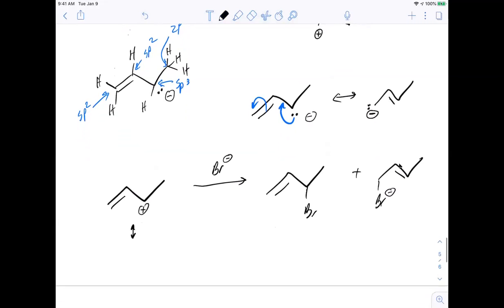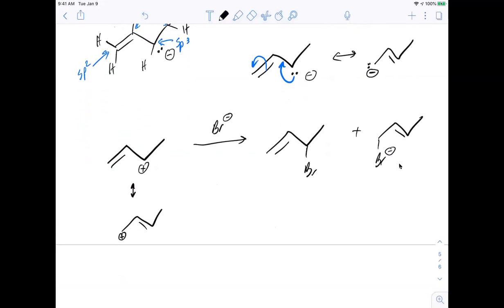Because that's in resonance with this. So therefore, if the negative bromine reacts with the first one, I get the first product, right? So if that reacts with that positive, I get this. But if this reacts with the resonance structure, I get, oops, I get that. Questions about this one?